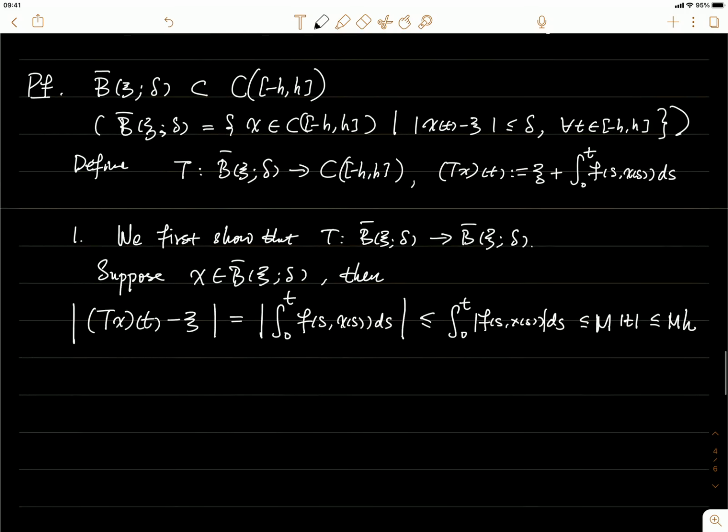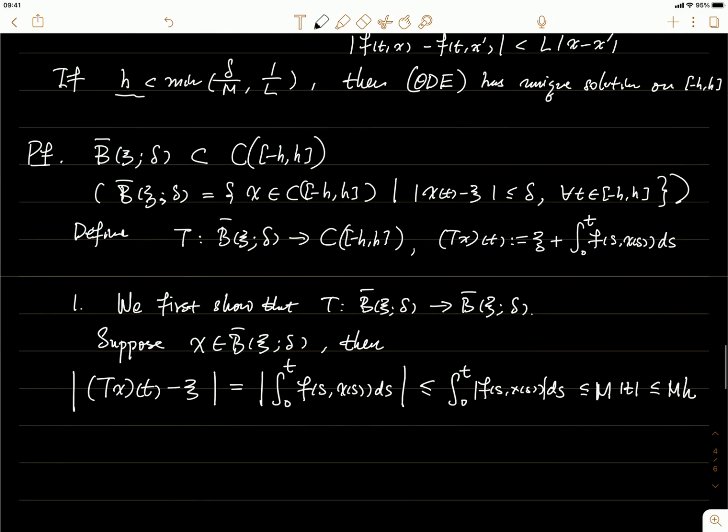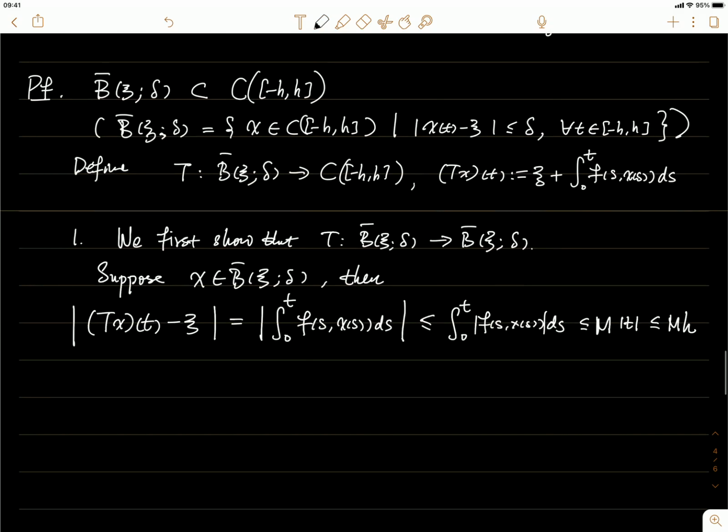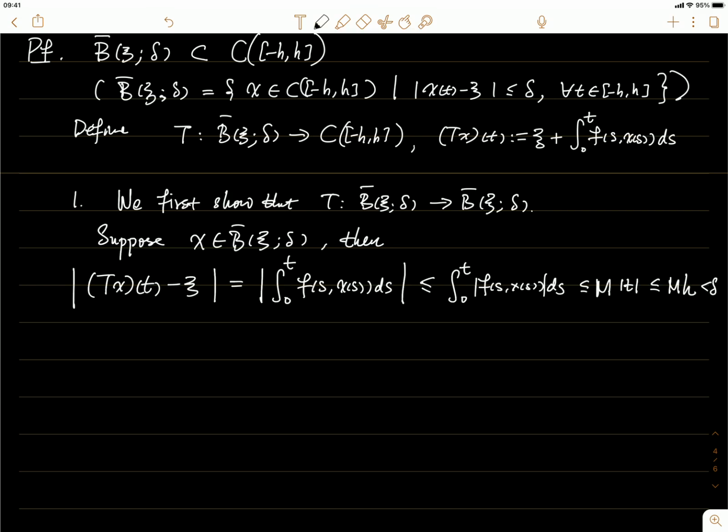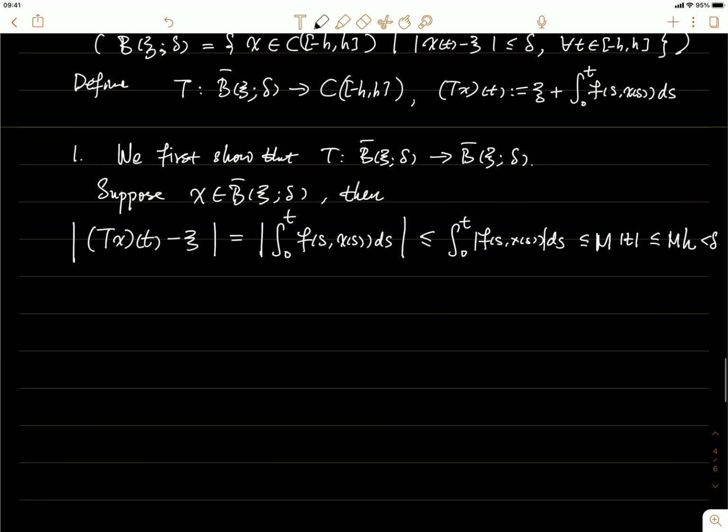And we choose this h such that it is less than the minimum of these two. So it must be less than that, and that means h times m is less than delta. That means this is also less than delta. And now for every t, no matter what t is between negative h and h, this is less than delta, and that means Tx is also in this closed ball.